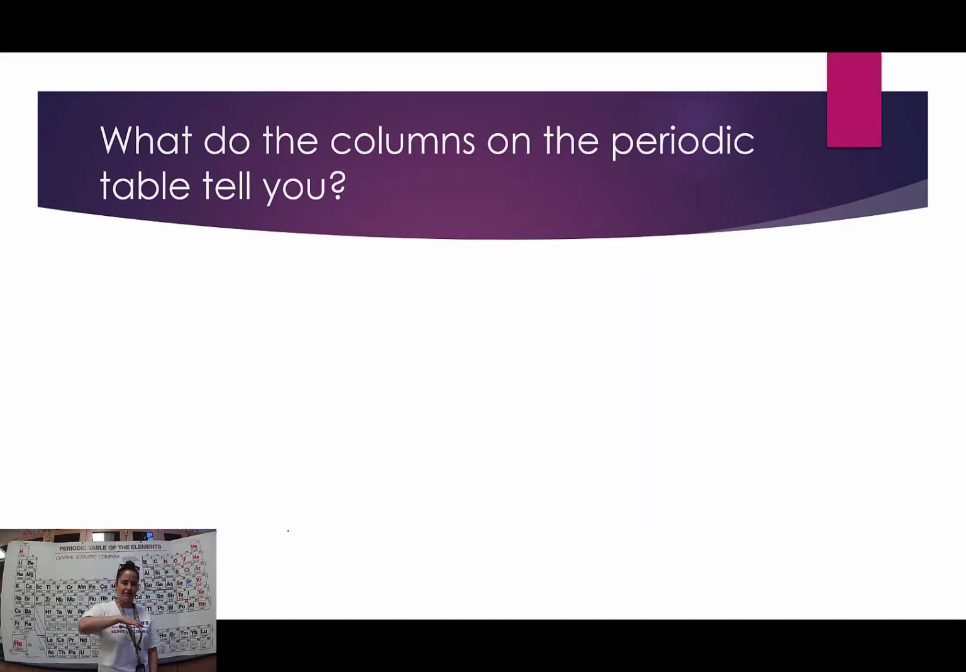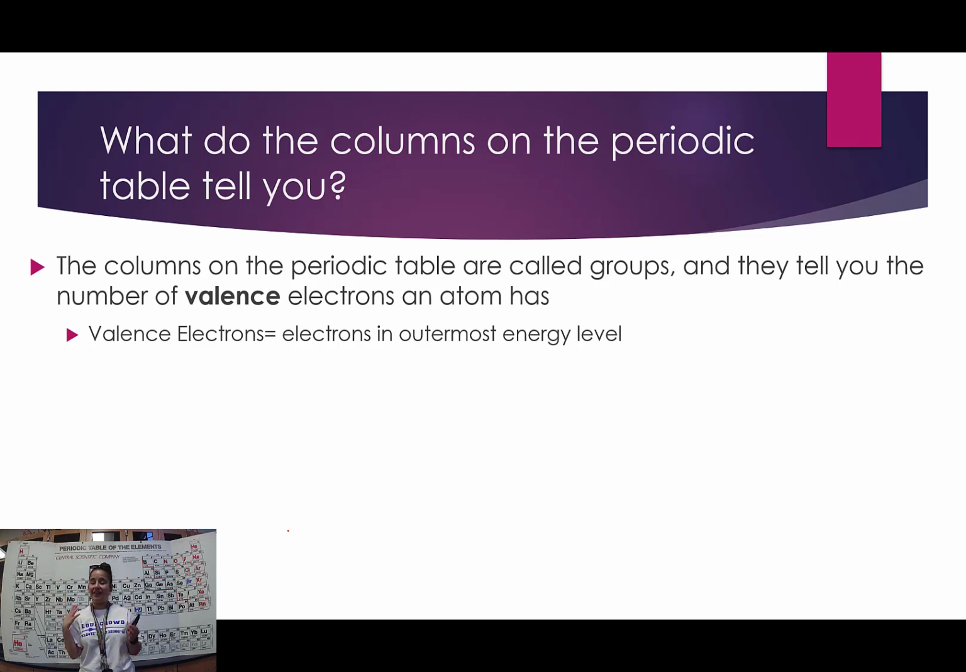What about the columns? If there's a pattern in the rows, there's going to be a pattern in the columns. So the columns are called groups, and they tell you the number of valence electrons that an atom has. Now, this is one of our new vocabulary words. Valence electrons are electrons that are in the outermost energy level, okay? And this is really important because the electrons in the outermost energy level are the ones on the outside of the atom. They're the ones that determine how that atom interacts with the world around it. It is the valence electrons that determine its reactivity.